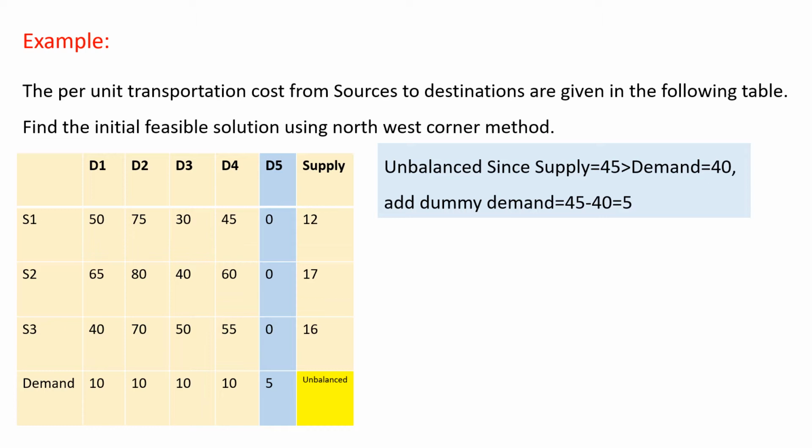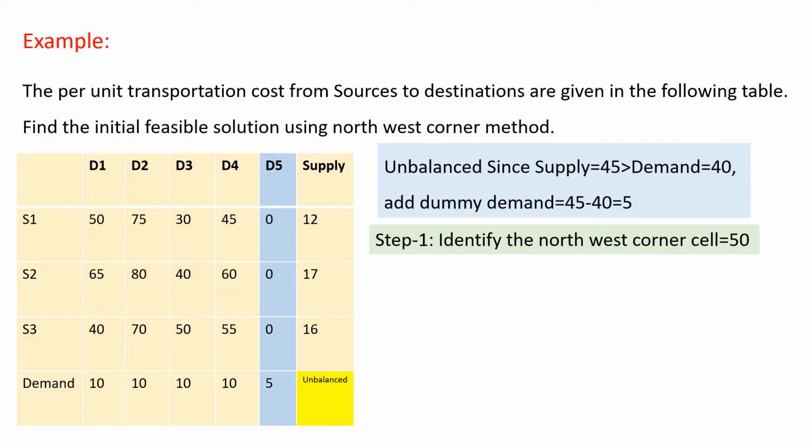Here we make the transportation per unit cost 0 because in reality there are no items to be transported from the dummy variable, that is D5. So these transportation costs are 0, and here the demand is 5. Now it becomes a balanced transportation problem. So from now onwards we can proceed with the same steps that we used in the balanced transportation problem.